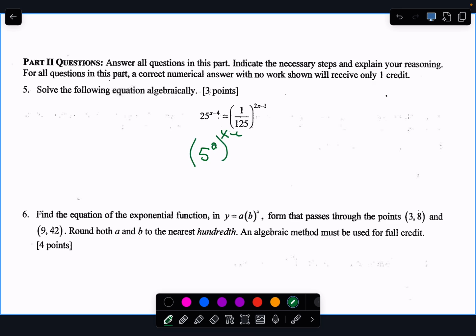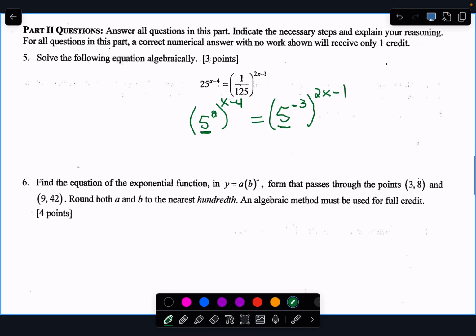Raised to the x minus 4. This one, 1 over 25 is 5 to the -3rd power, right? If we want it in the numerator, it's in the denominator. We're going to put, now we have common bases, raised to the 2x minus 1. Since we have a common base of 5 and a common base of 5, now we could set the exponents equal. What happens when you raise an exponent? You multiply them.